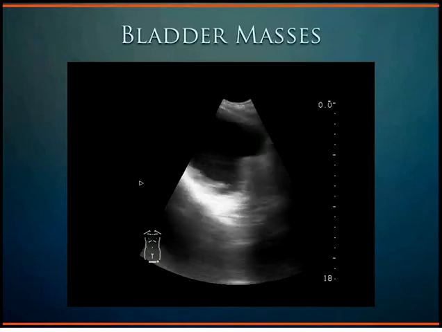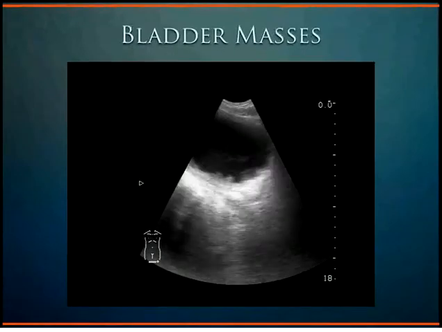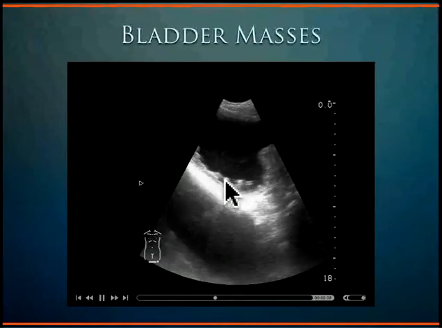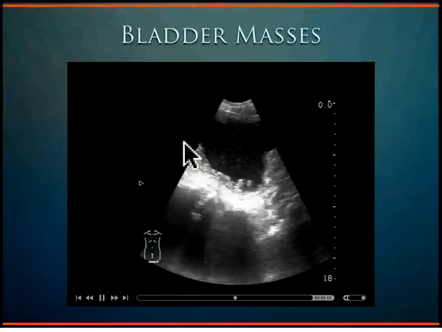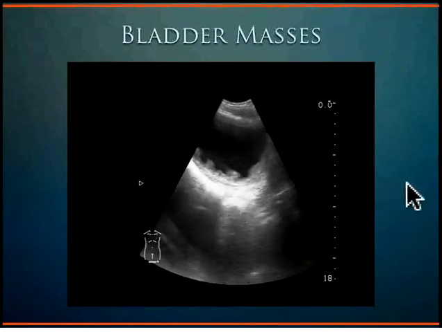Now, this is a 68-year-old female with a history of urgency who had a negative urinalysis. And we can see here along the posterior area of her bladder, there are multiple tumors, masses seen back here, which turned out to be bladder tumors.